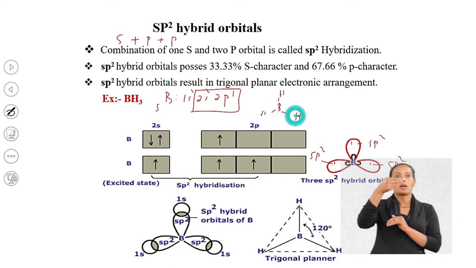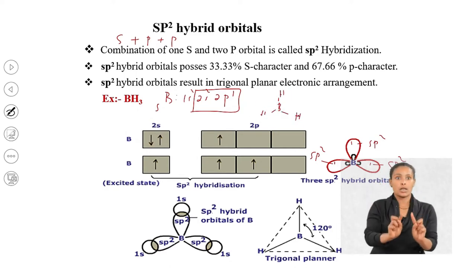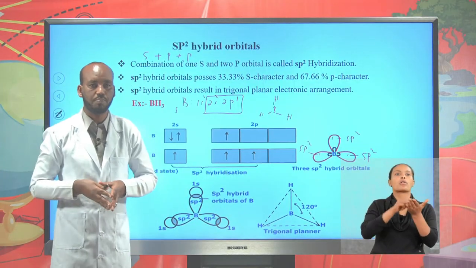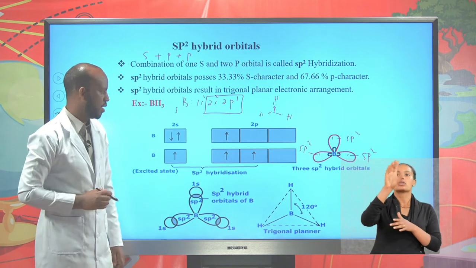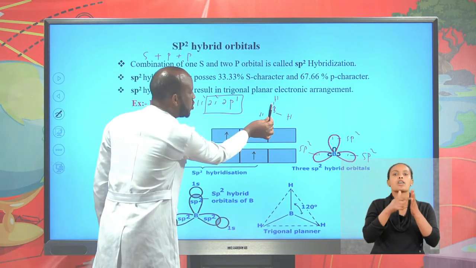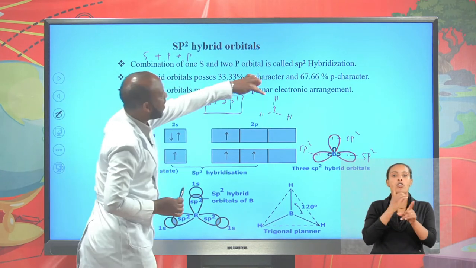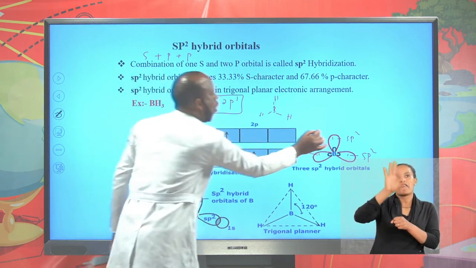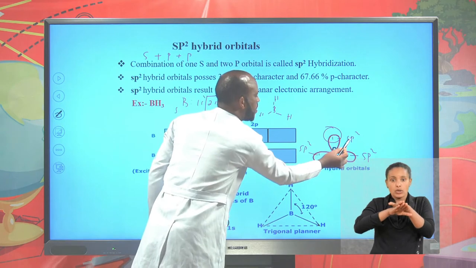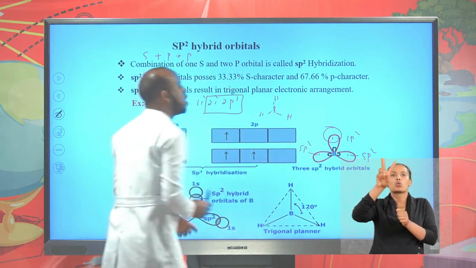Now, the Lewis structure of BH3 is this, boron, hydrogen. The molecular shape, geometry of this molecule is trigonal planar. Bond angle is 120 degrees.